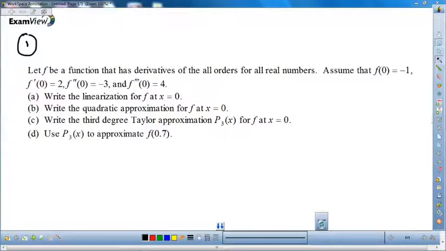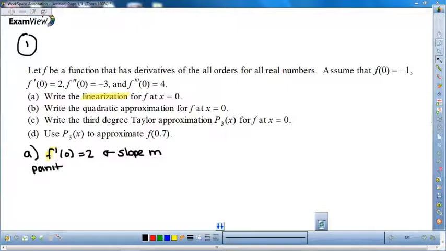So number 1 gives us the first, second, third derivatives of a polynomial and what they want of a function. And first is they want us to find the linearization of f. If you remember, linearization would be the same thing as finding the equation of the tangent line. So we need to find the slope and a point. Well, since we're given the derivative, we know that this is our slope. So we need a point.